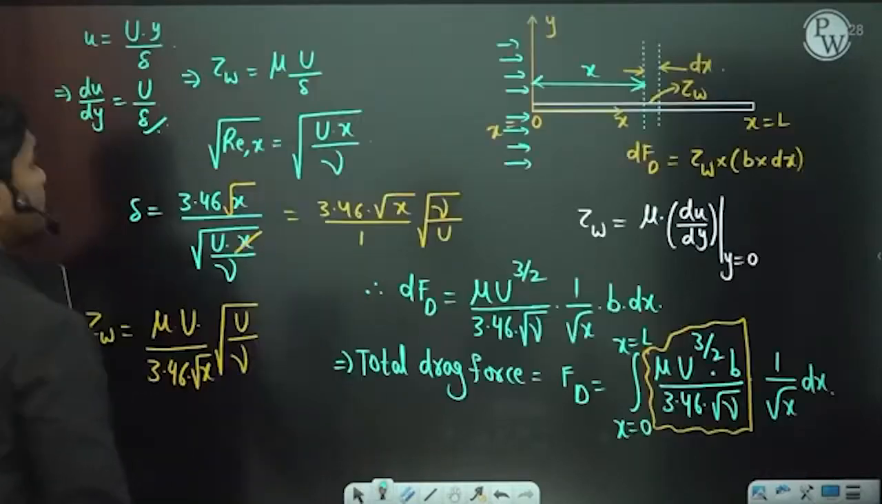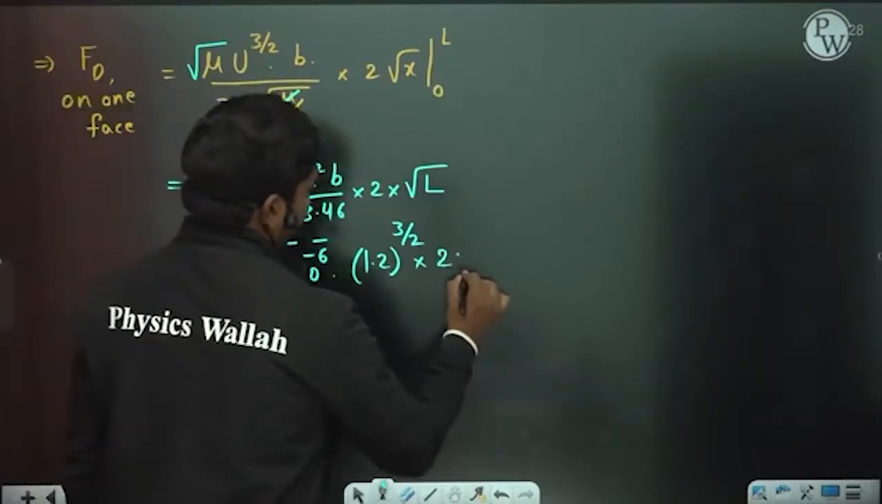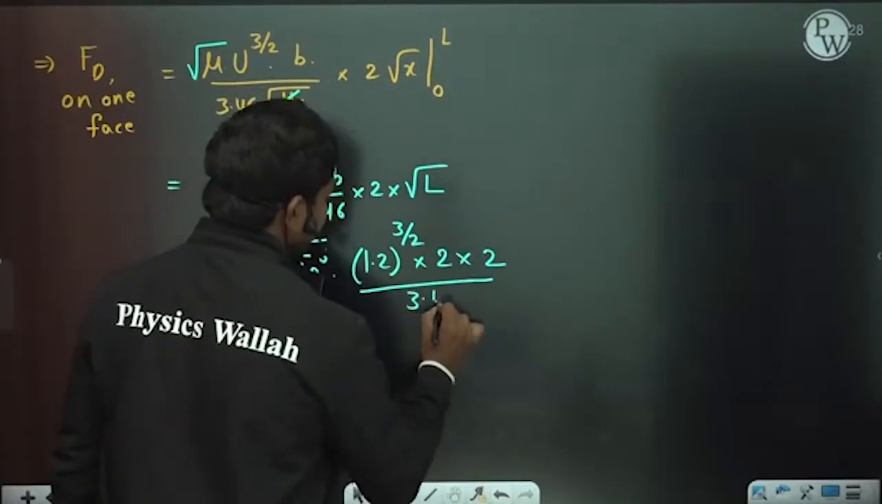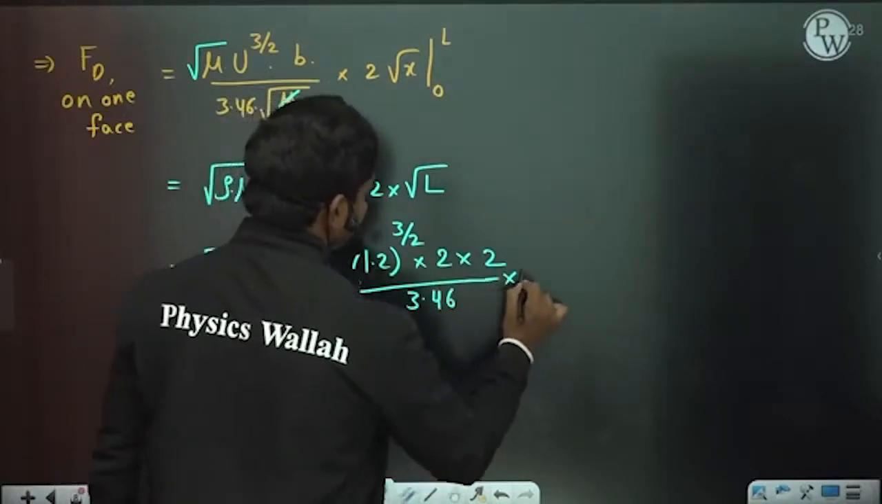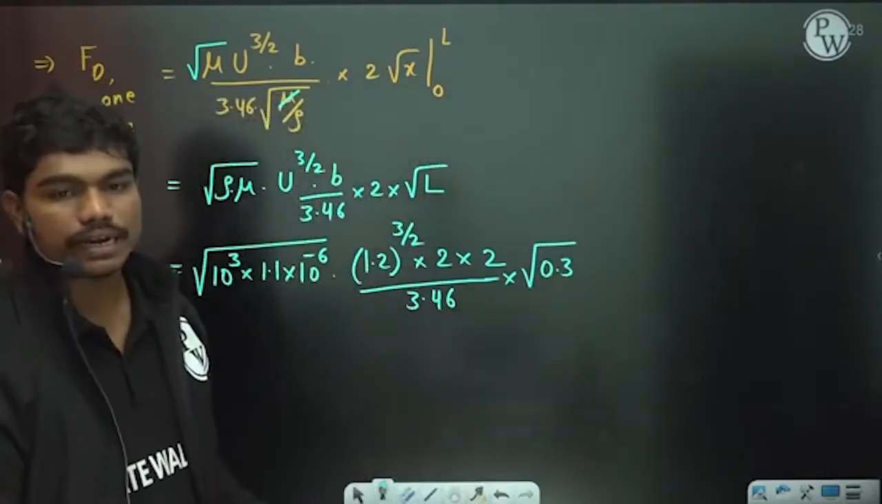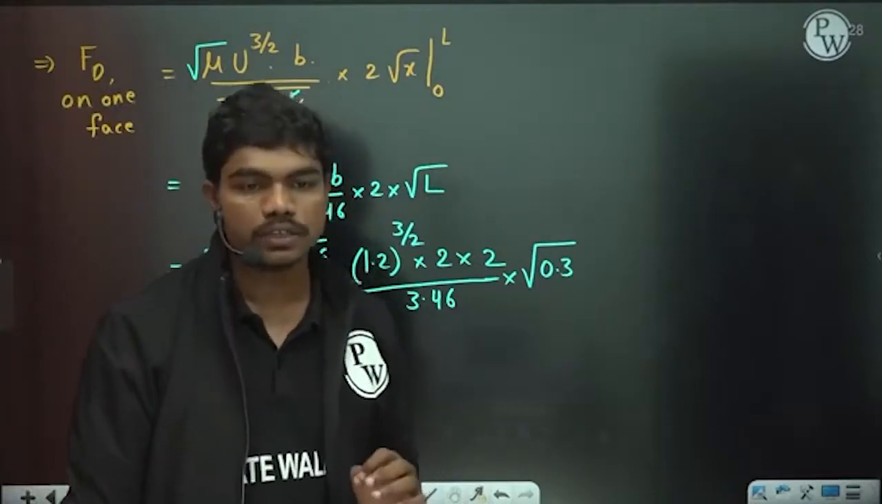What is the width of the plate? The width of the plate is 2 meters. So this is 2 meters into the factor from the integration, divided by 3.46, into square root of L. L is 0.3, correct? So this is the final expression for calculating the drag force on one edge of the plate. Clear?